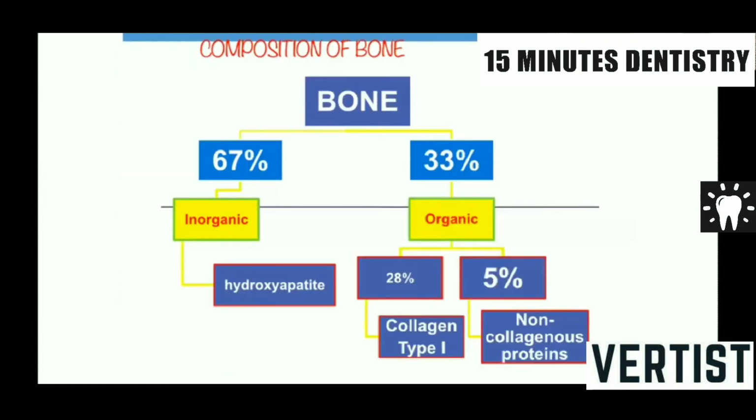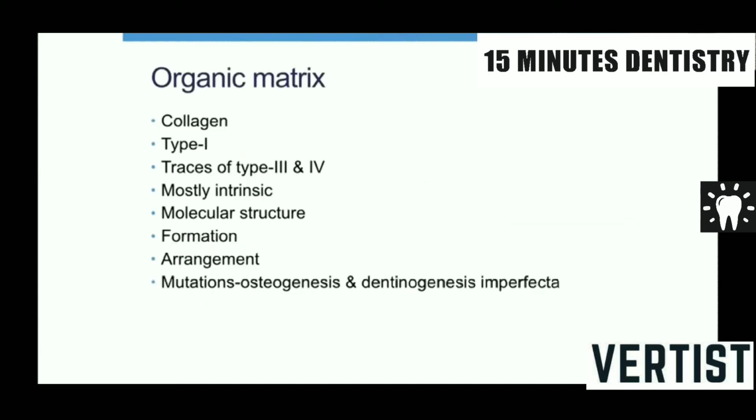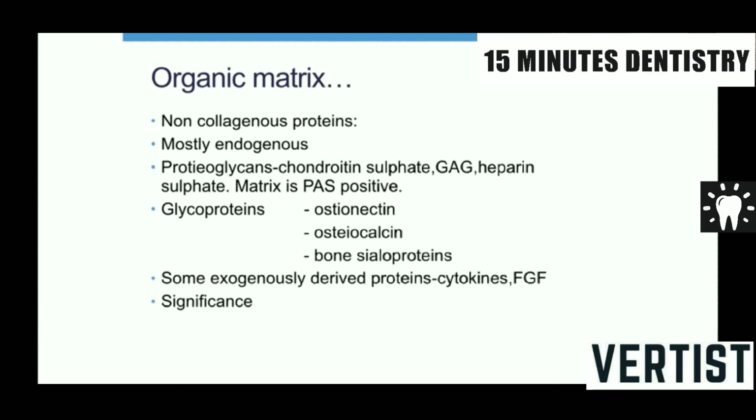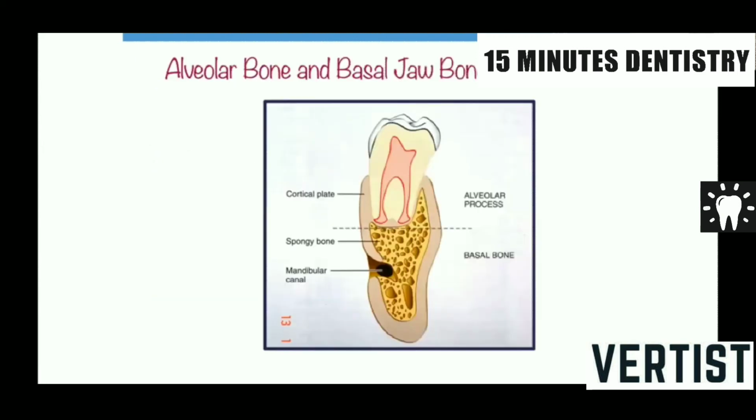Coming to the composition of bone, which remains similar: 67% inorganic, 33% organic. You have the hydroxyapatite crystals in the inorganic component, whereas in the organic component you have 28% of collagen type 1 and 5% of non-collagenous proteins. So in the organic matrix, basically you have collagen type 1, traces of type 3 and type 4, mostly intrinsic fibers in the molecular structure. Then you have non-collagenous proteins. Basically, you have osteonectin, osteocalcin, bone morphogenetic proteins, bone sialoproteins, and proteoglycans. These are all the structures which are present.